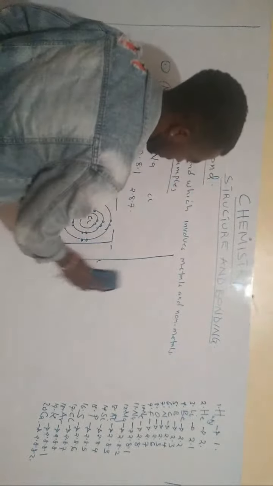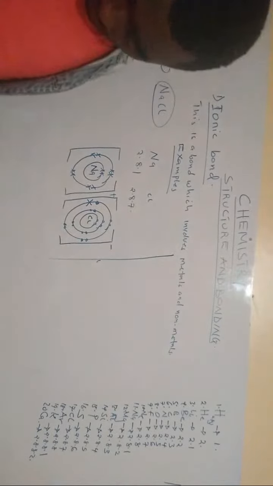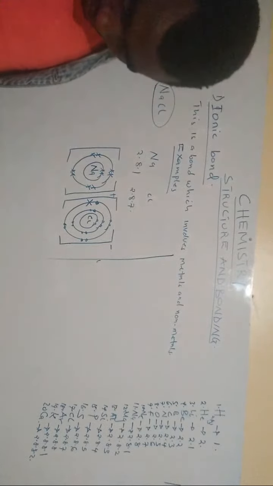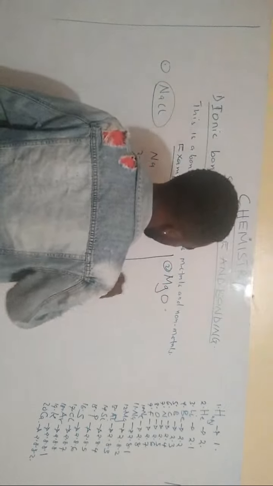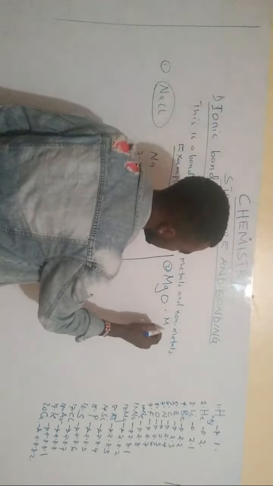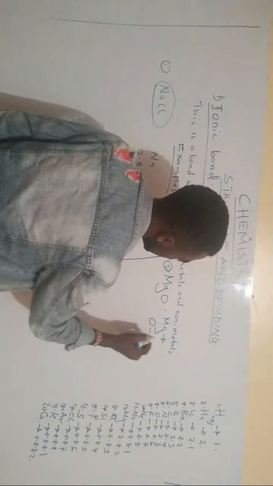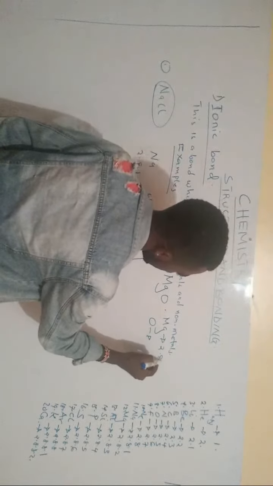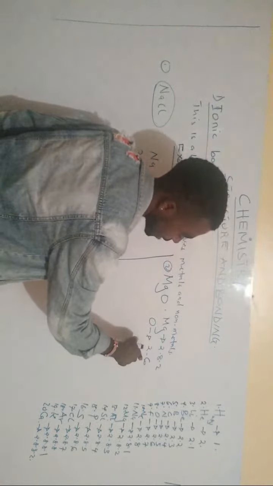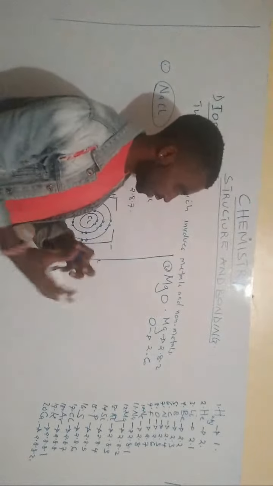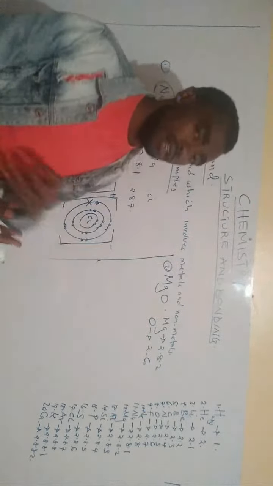Let me check my reference book: magnesium oxide. Magnesium oxide is made up of magnesium and oxygen. Magnesium's electron arrangement is 2:8:2. Oxygen is 2:6. This has to lose 2 and this has to gain 2. Can you see that? What is lost here is what is gained here. When they interchange the electrons, they form a compound.